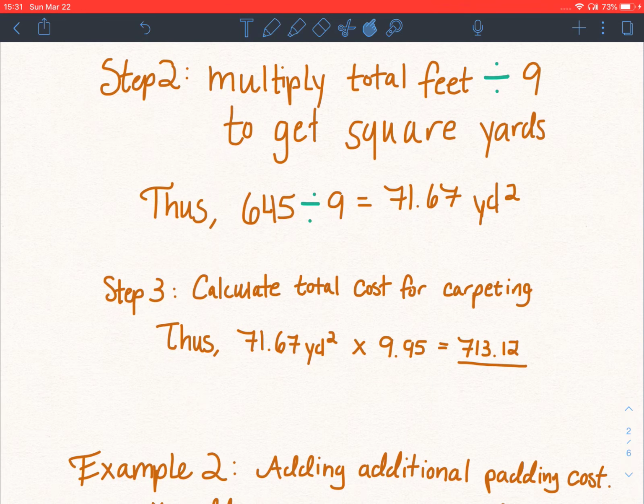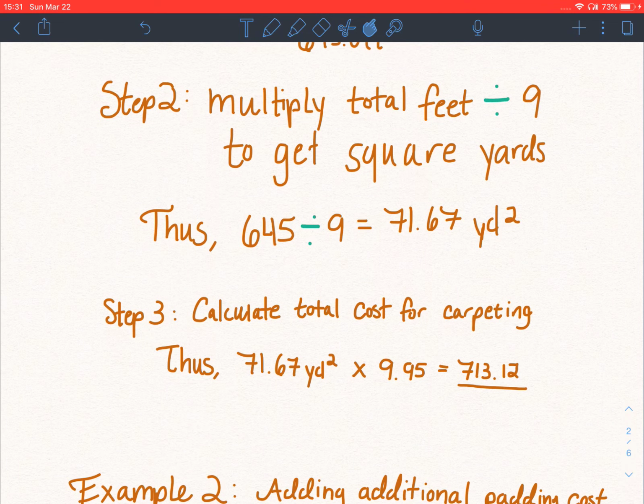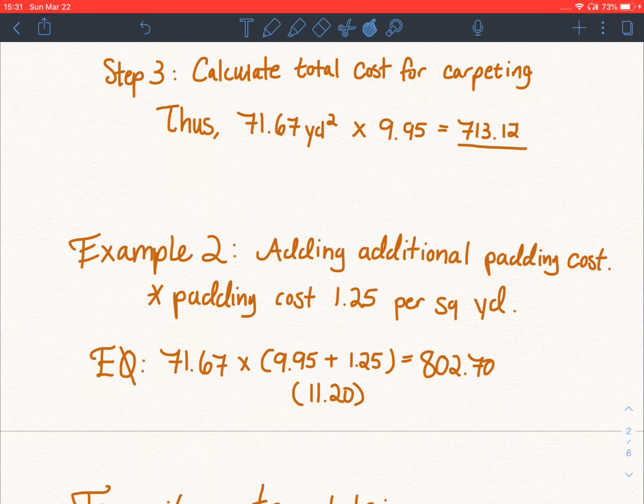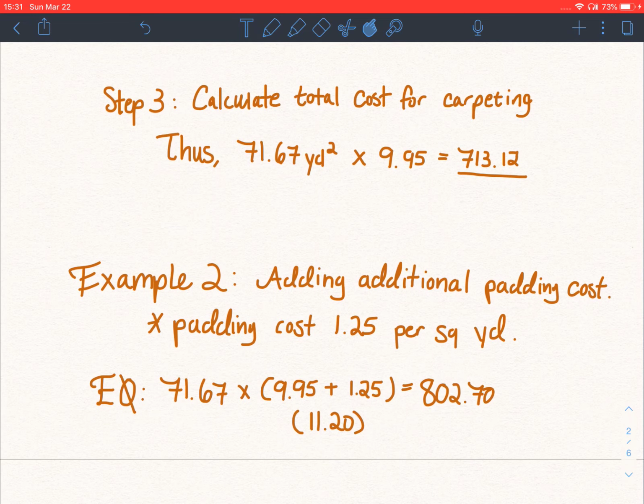Then you will multiply the total square yards by the cost of the carpet and the padding, which is $713. So in Model 2, it's asking you to add an additional padding cost of $1.25 per square yard.